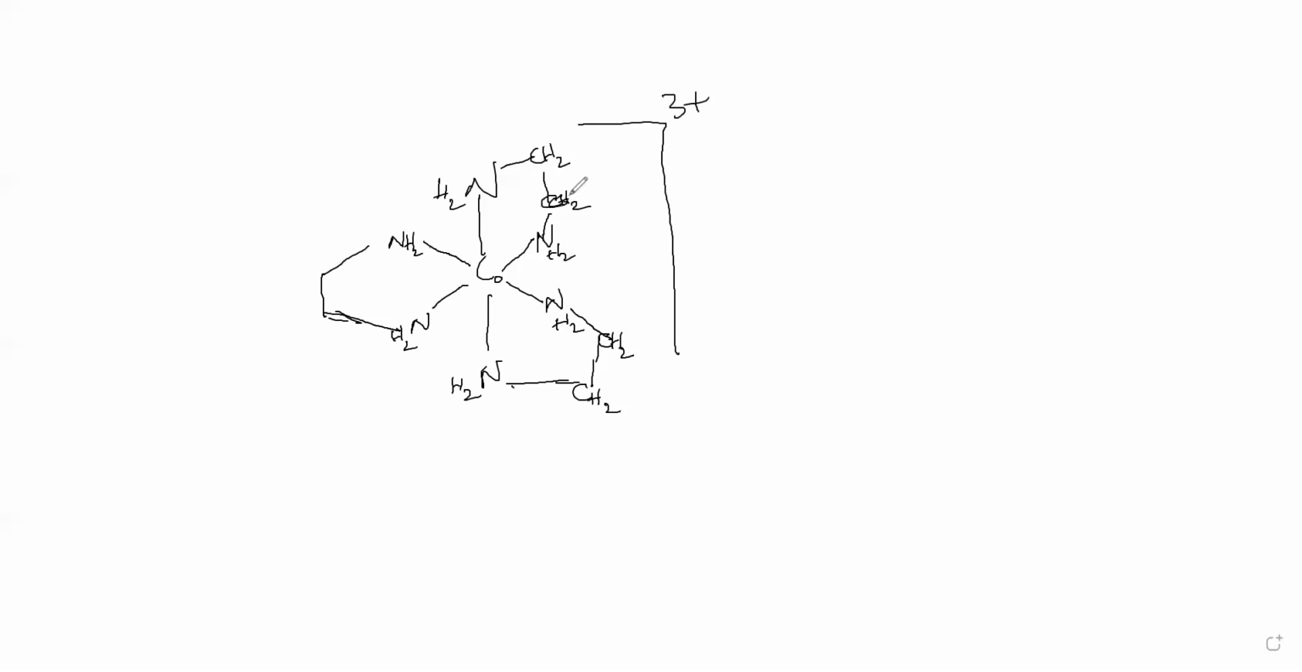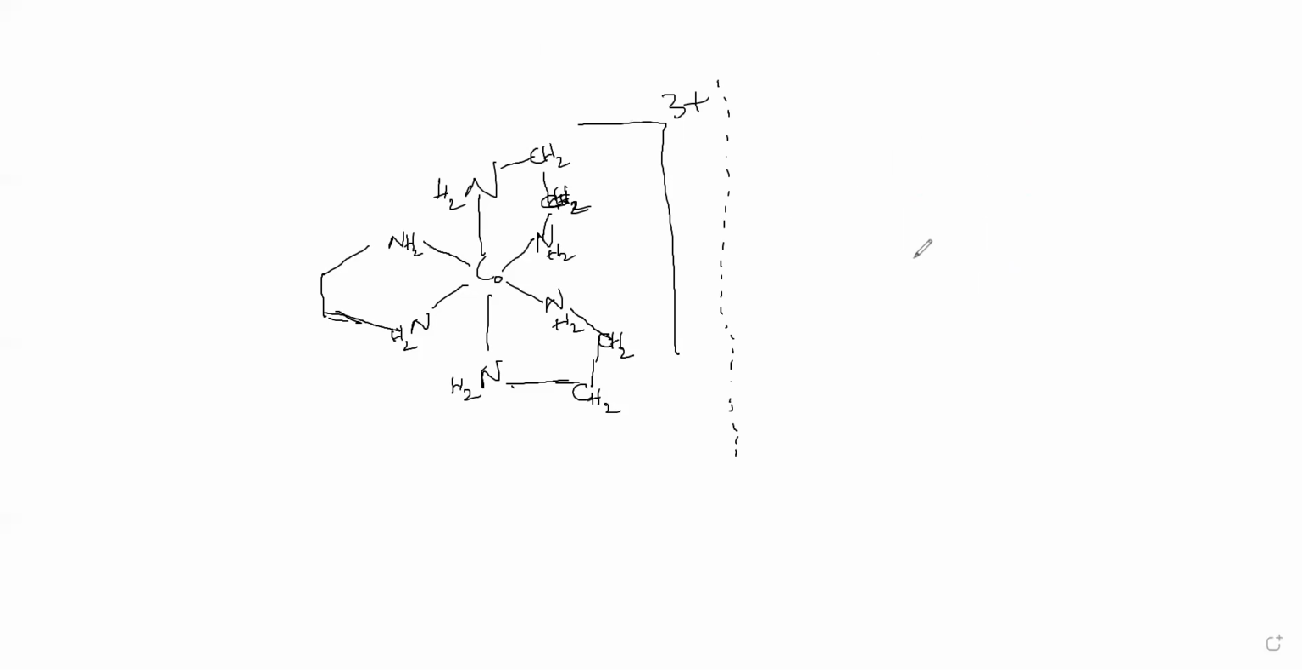Now you have to draw the mirror image of this one. So how to do the mirror image? Exact mirror image you have to draw. You have to practice this. Co. You have this NH2, NH2. This is CH2, CH2. And here NH2. So this forms the, okay. Oh, I'm mistaken. Just a minute.